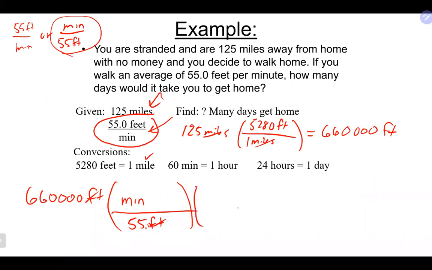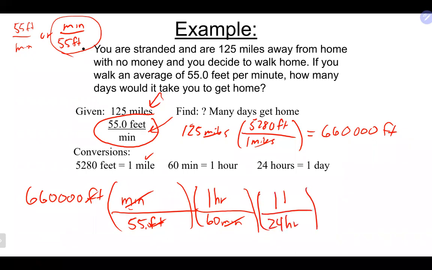So to get rid of minutes, we're going to go opposite. So there are 60 minutes in 1 hour. Minutes will cancel. If we stop right here, we're in units of hours, but we do want days. So we're going to go hours on the bottom to get rid of it, which again is 24 hours in 1 day. Hours will cancel, and now we are left with days.